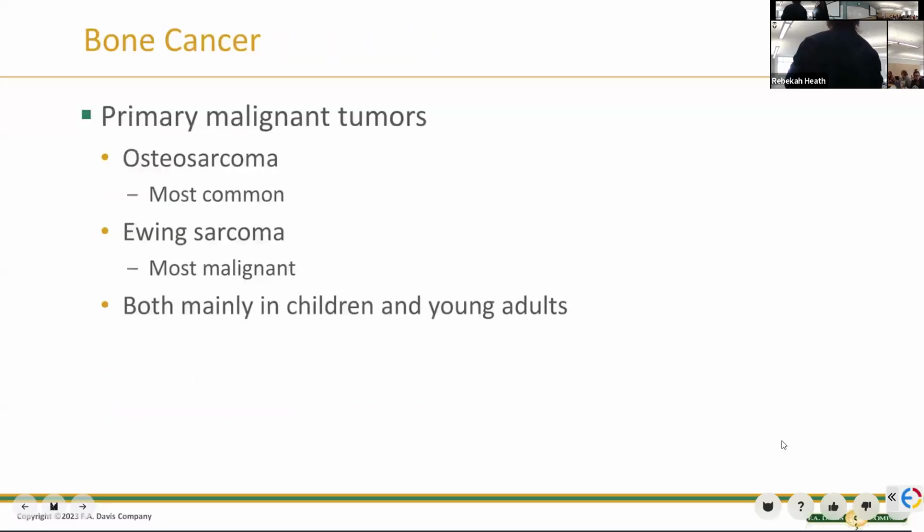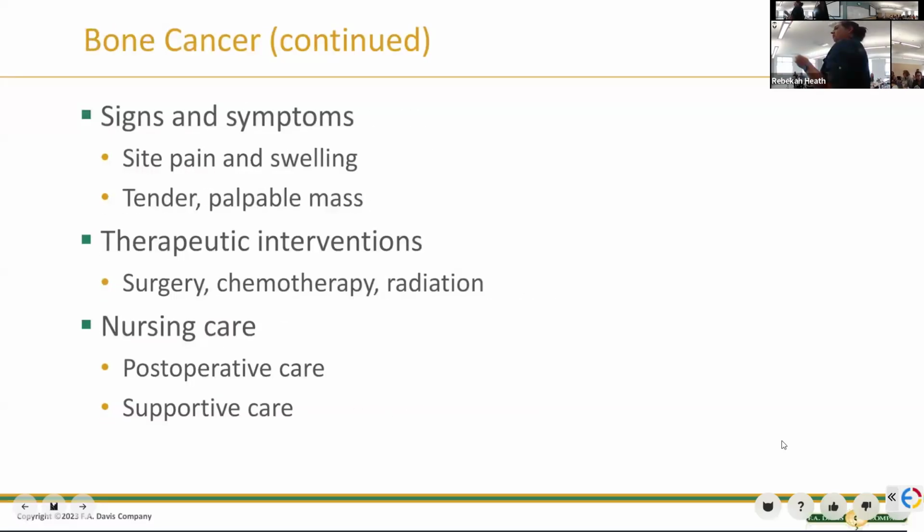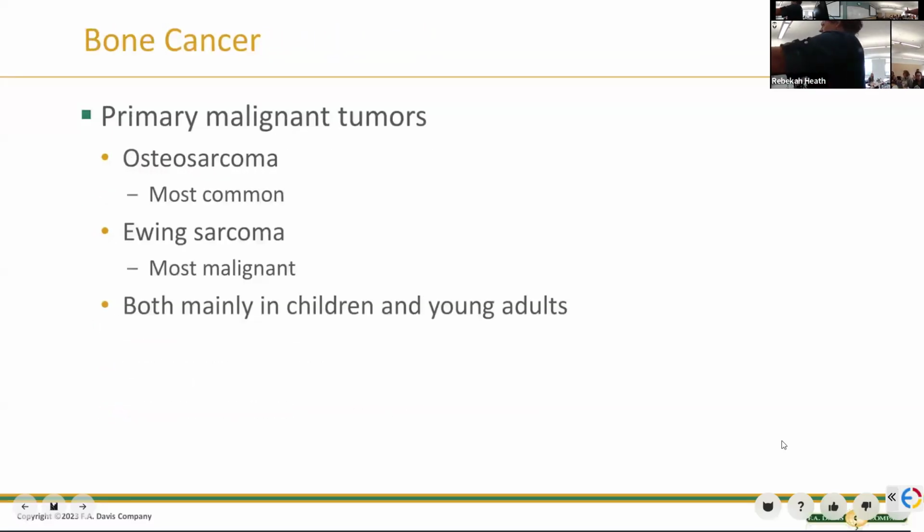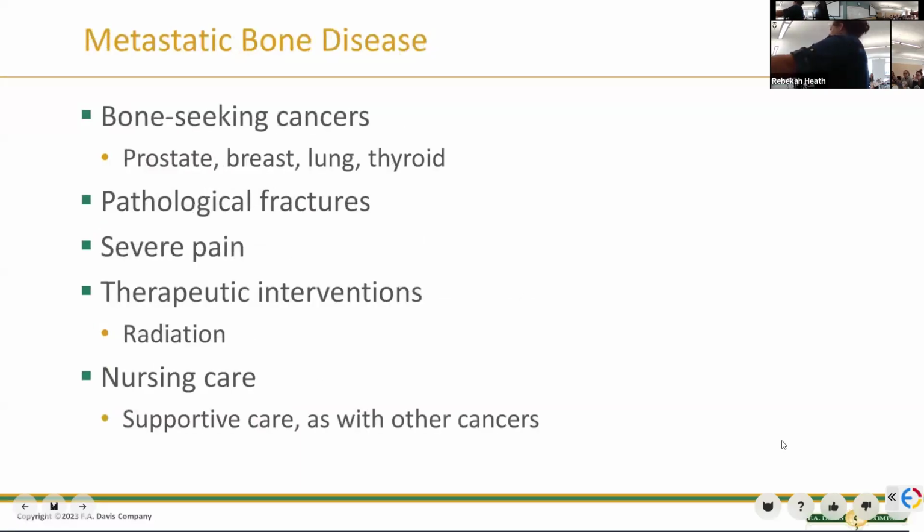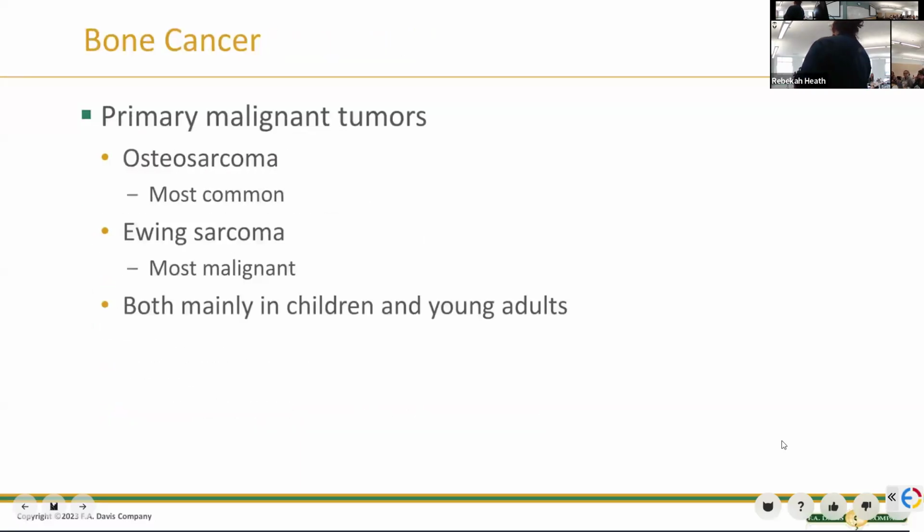You want to make sure if they found a bone cancer, we're helping them find the resources so that, if we haven't already found where their primary source of cancer is, we're helping to find that and care for it.